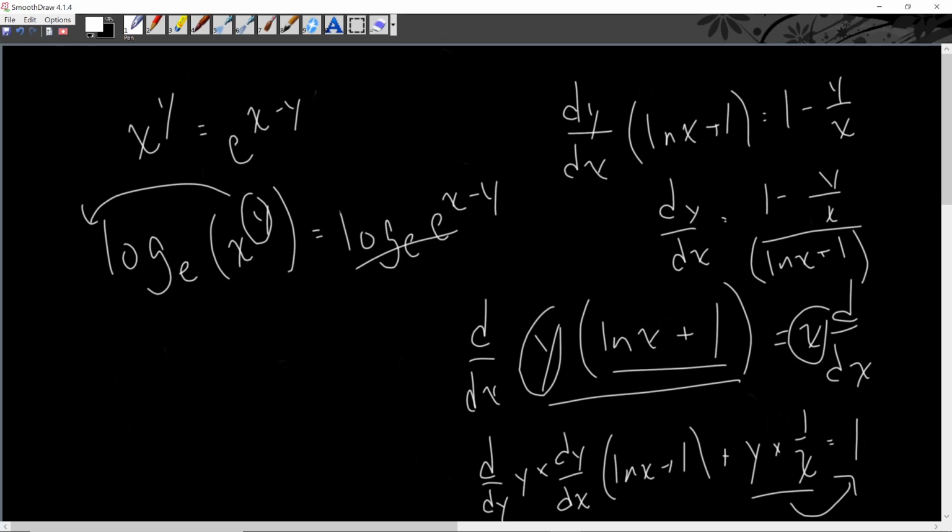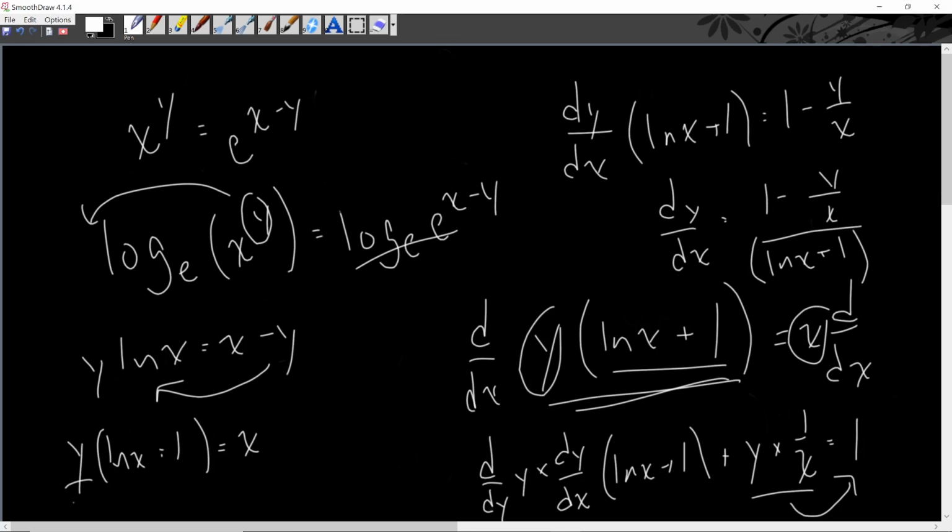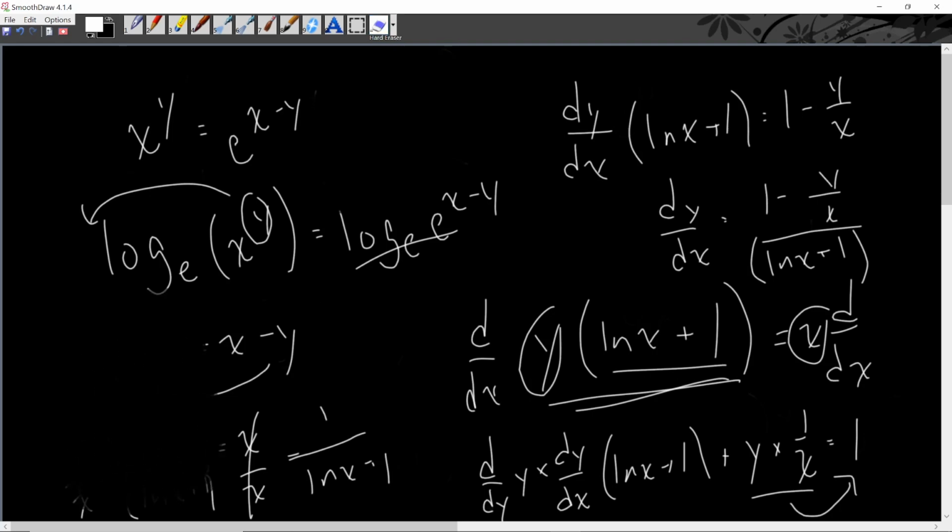We said that y ln x is equal to x minus y. So we simply bring our y to the other side. We had y times ln x plus 1. So y(ln x plus 1) equals x. So y over x is going to be equal to, let's divide both sides by ln x plus 1, 1 over ln x plus 1, right? We're just going to manipulate our variables around, and we get 1 over ln x plus 1.